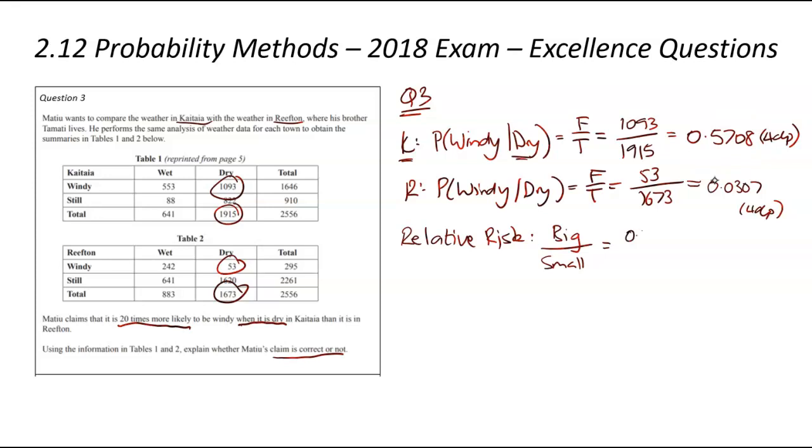0.5708. So 0.5708 divided by 0.0307. And when you put that into your calculator, you're going to get 18, and that there was rounded to the nearest whole number, which is 0 decimal points. So that number 18 tells us it is 18 times more likely to be windy in Kintyre when it's dry compared with Reefton.